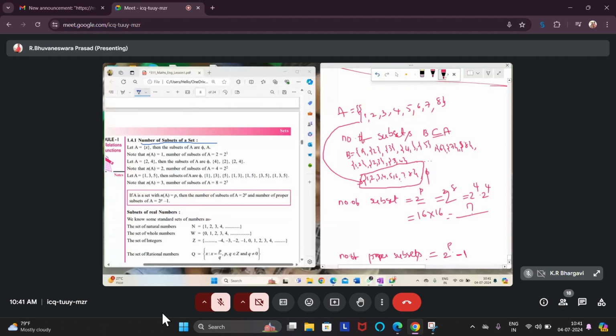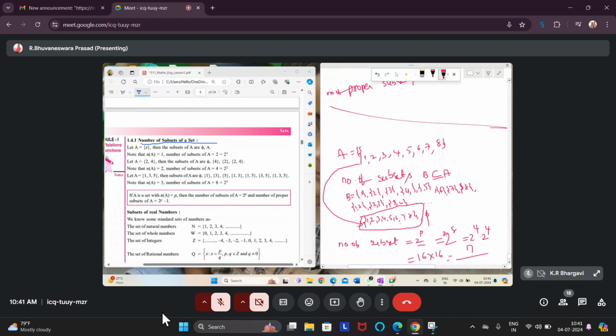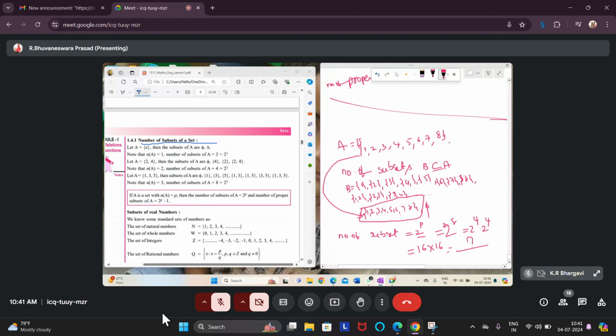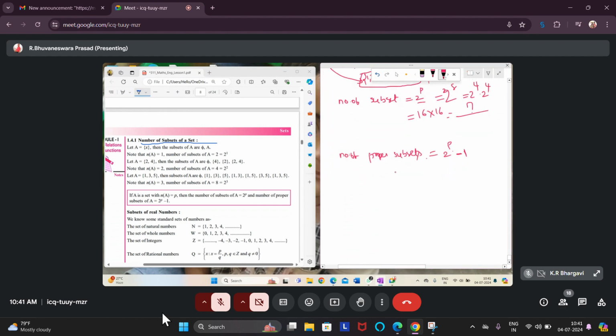Already we solved one condition. Every set is a subset of itself, we also took that. But with proper subsets, every set is not a subset. Why? Because it is proper. Proper means there are no equal subsets, there are no equal sets. So that is the reason.